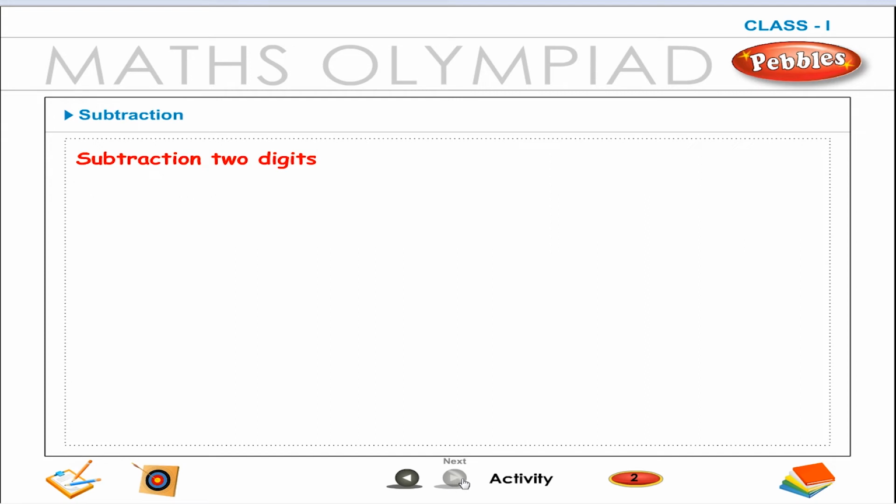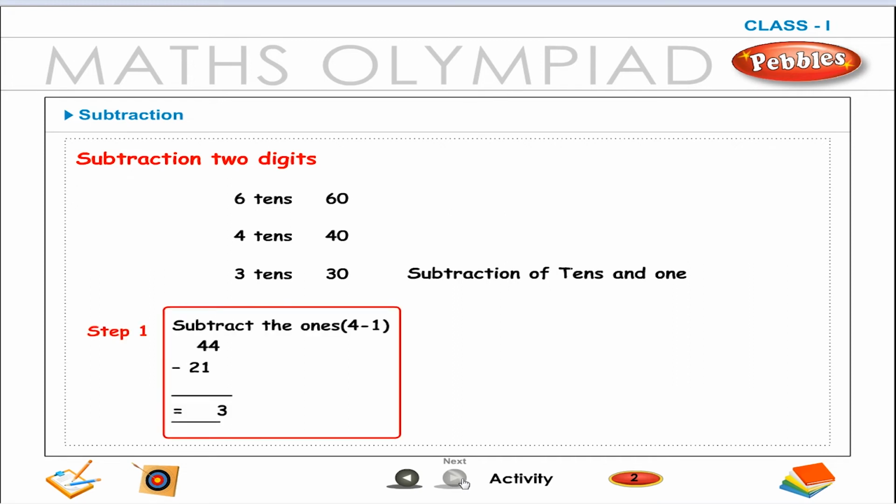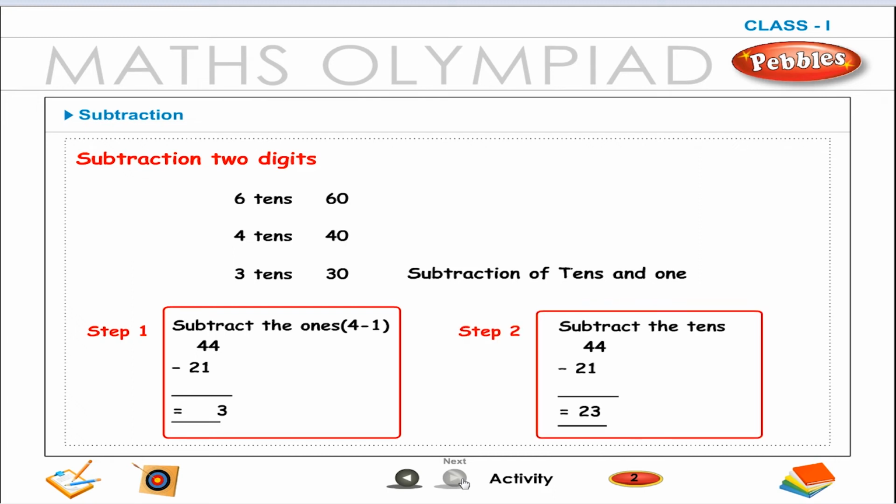Subtraction of two digits. 6 tens, 60. 4 tens, 40. 3 tens, 30. Subtraction of tens and ones. Step 1. Subtract the ones. 4 minus 1, that is 3. Step 2, subtract the tens. 4 minus 2, that is 2. Therefore, the answer is 23. Subtract the given numbers.